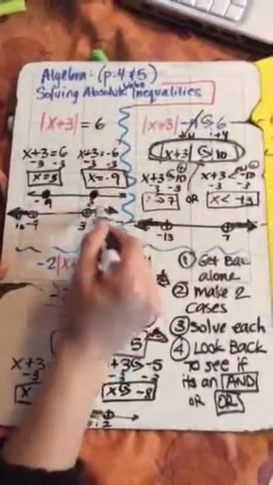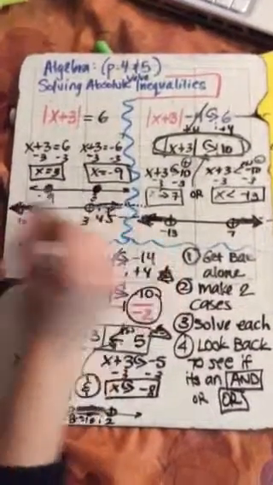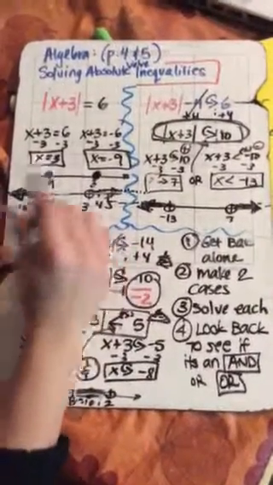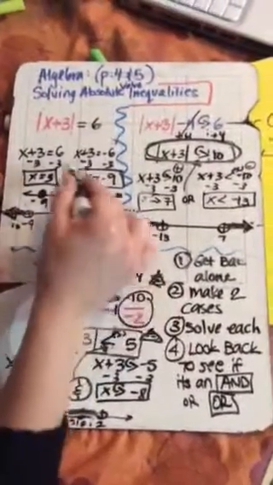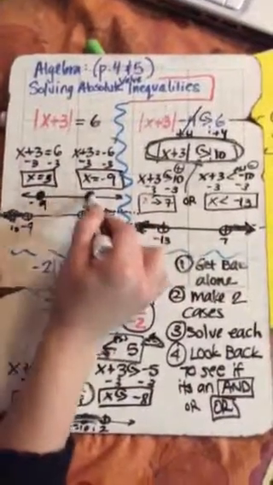If it's an inequality, you have infinite solutions. All these numbers are solutions. All these numbers are solutions. Anything less than negative 9 or anything greater than 3. Here with an equation, it's just two solutions.